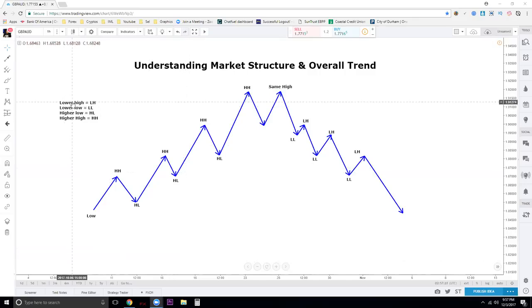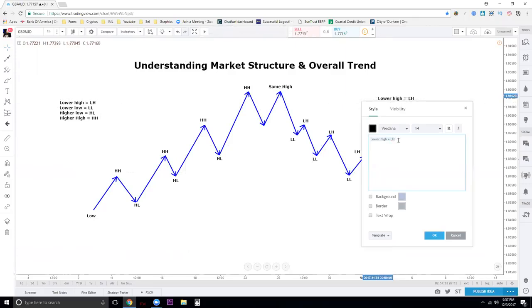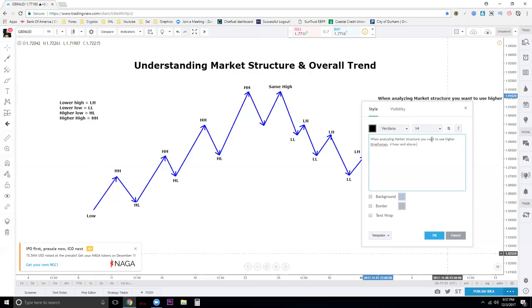Whenever you are analyzing market structure, let me make another key over here. When analyzing market structure, you want to use higher time frames, 4 hour and above.